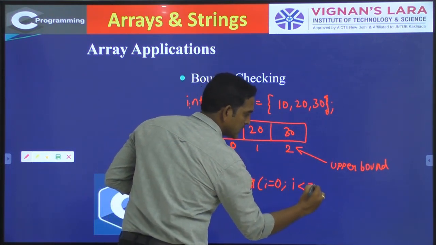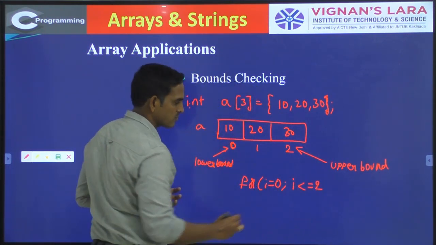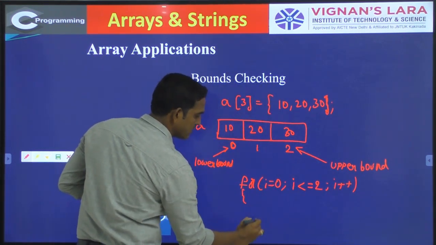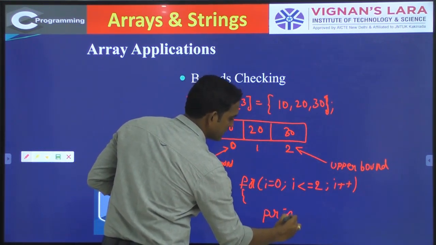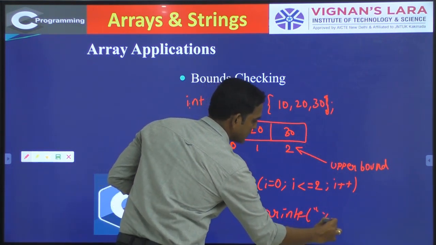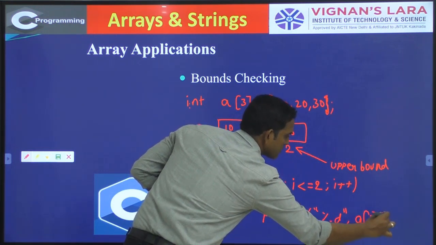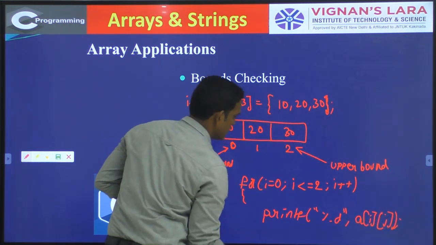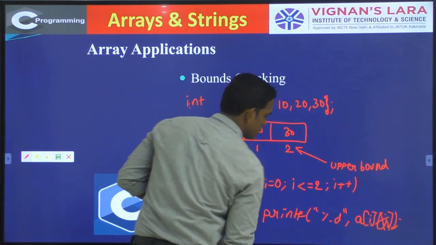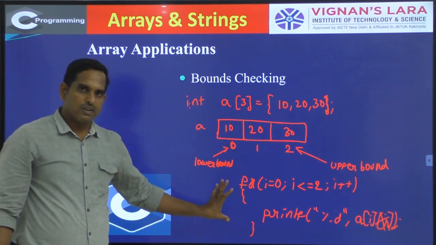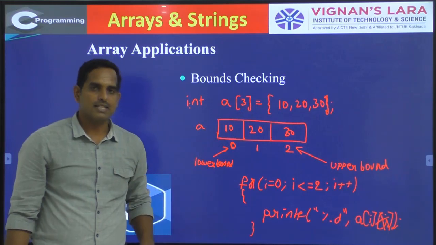i less than or equals to 2, i plus plus. This is the thing I will be writing. So if I want to printf percentage d a of i, sorry, this is only a one dimensional array, so I will be writing a of i. So this is how we will be writing to print all the elements in the array.